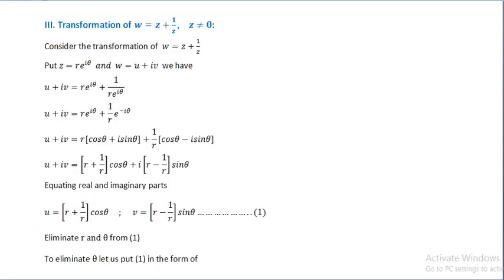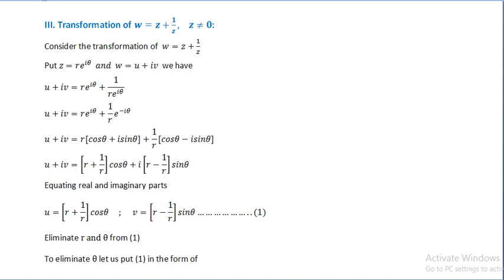Welcome back to module number 1, conformal transformation. In the previous two videos we transformed two curves: one is w = z², and another one is w = e^z. In this video we'll be mapping w = z + 1/z, where z is not equal to 0. So consider the transformation w = z + 1/z.